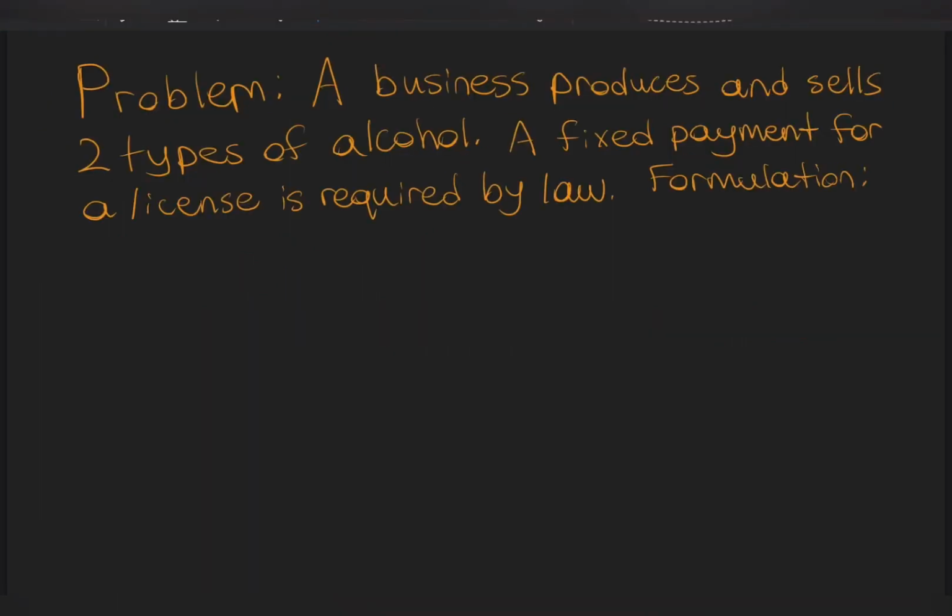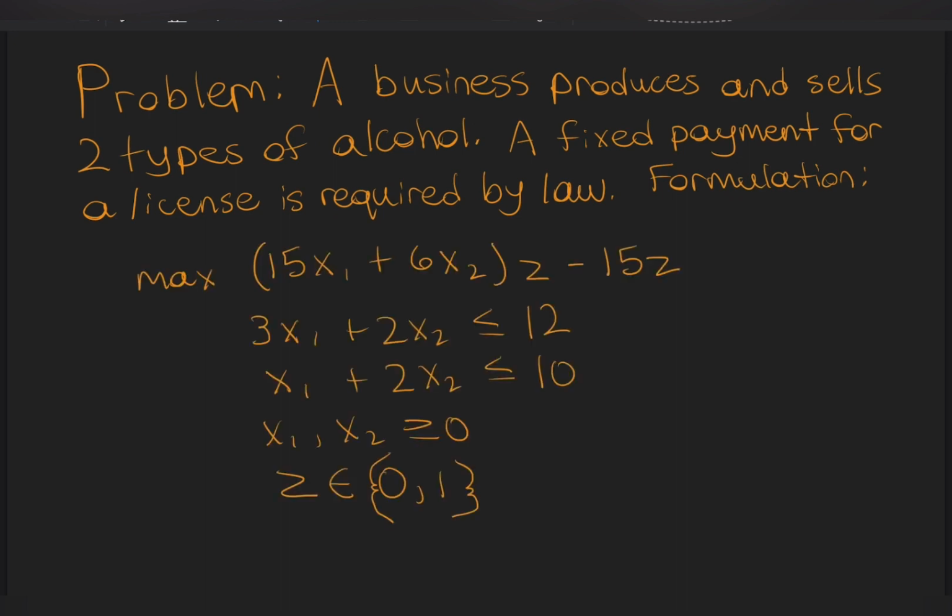Let's quickly take a look at the problem here. The problem on the last page was simply an example problem that I was going to use to show you how to solve binary problems. Okay, so there's a business that produces and sells 2 types of alcohol, and there's a fixed payment that is required to pay for the license, to acquire the license, and that's required by law. Not getting the license would be illegal. How would you formulate this problem? I haven't given you any numbers. You can make up the numbers for yourself, like the profit you get from selling the alcohol, the resource constraints. But here, let me just show you the formulation so that you don't have to do that.